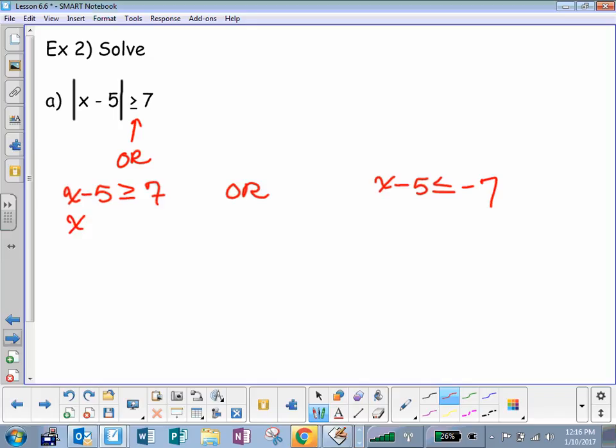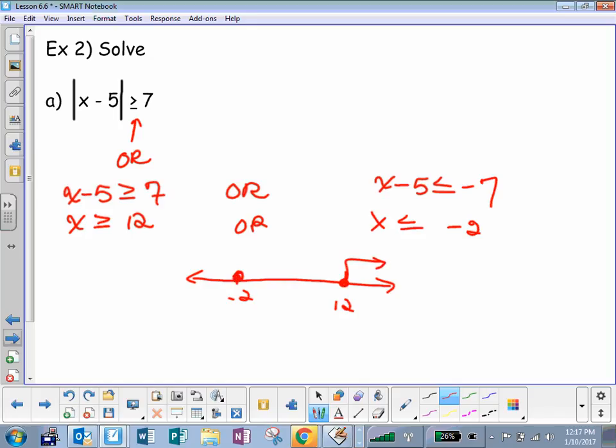Well, not yet. Now we do. When we're trying to solve and graph, now we go back and solve our inequality statements. So x is greater than or equal to 12, or x is less than or equal to negative 2. Here's our number line, negative 2 and positive 12, both of which have solid circles on them. And it is greater than 12 and less than negative 2.